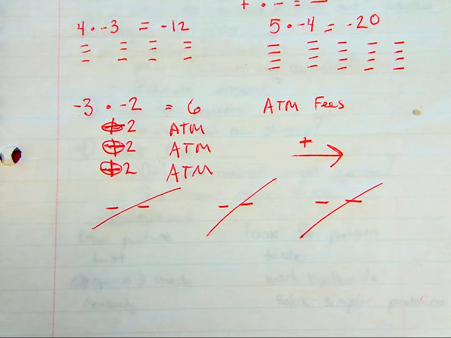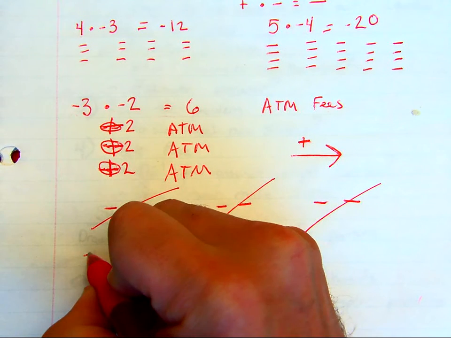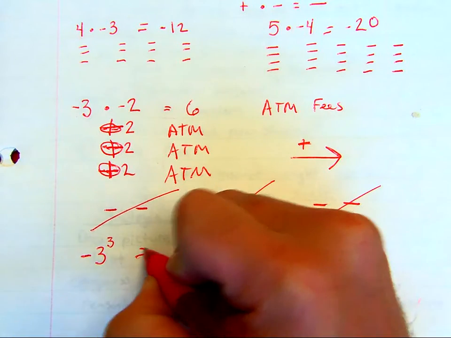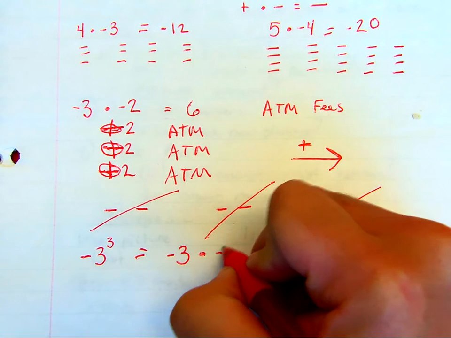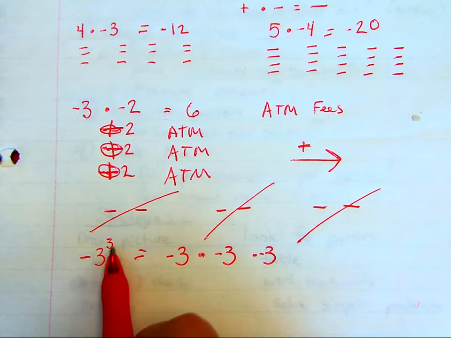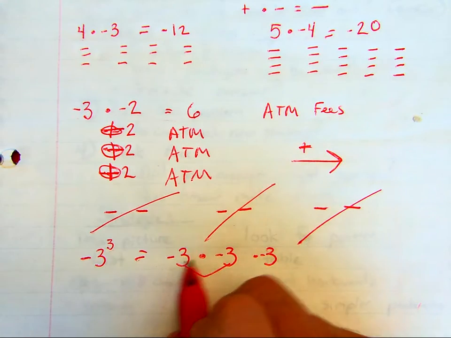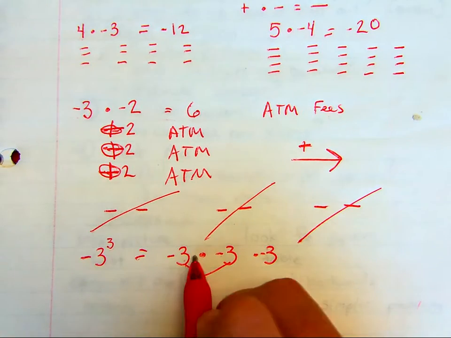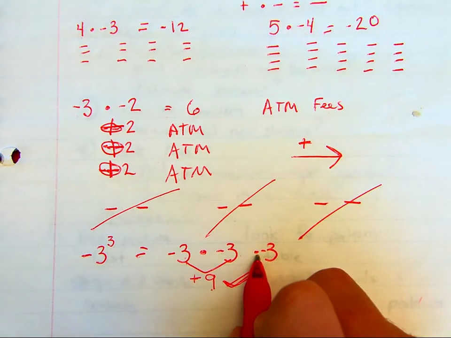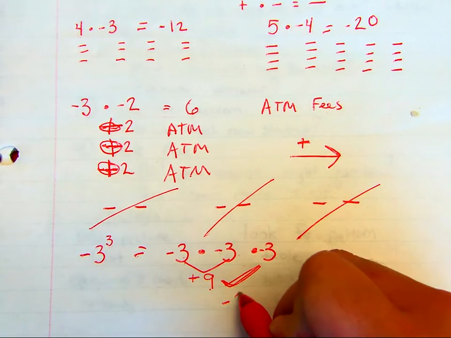Other ways that you might see this would include something like, let's say, negative 3 to the 3rd power. That would be negative 3 times negative 3 times negative 3. That means negative 3 is multiplied together 3 times. So a negative times a negative makes a positive. 3 times 3 is 9. And then positive 9 times negative 3 is a negative 27.